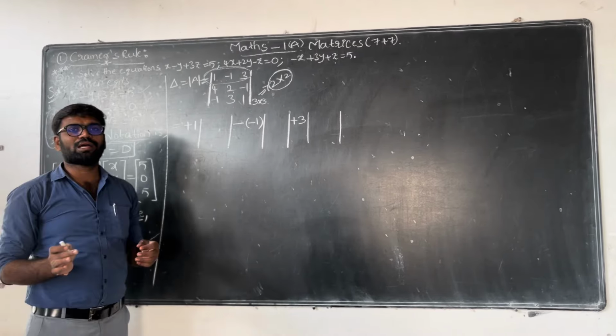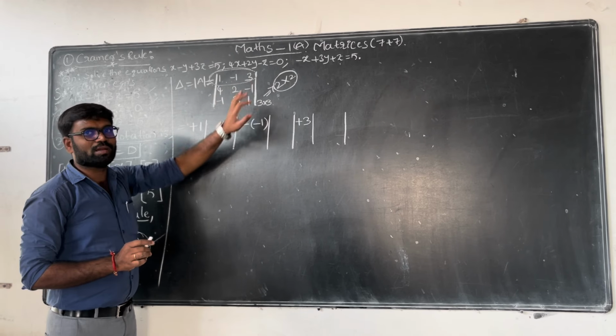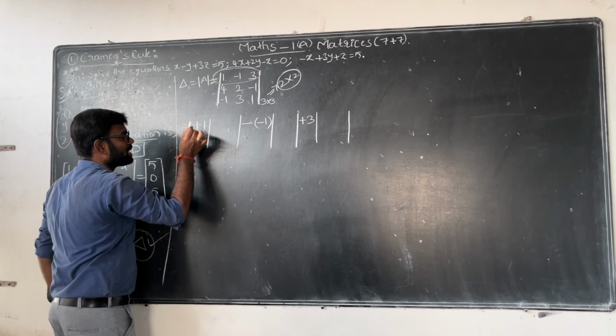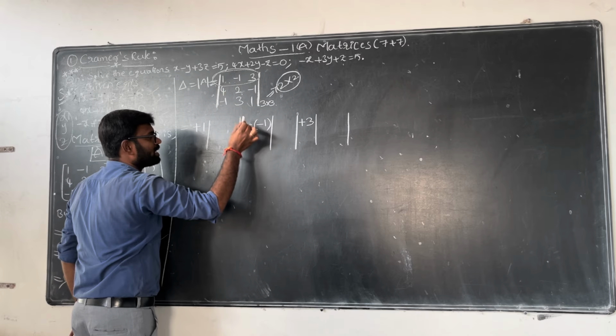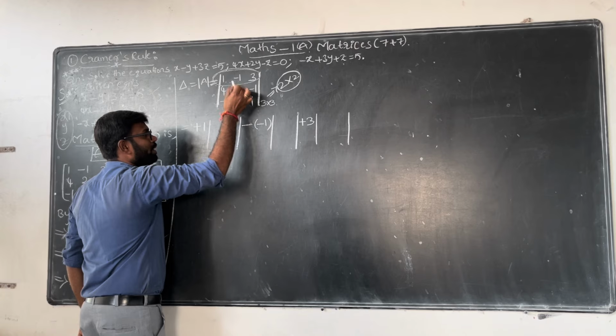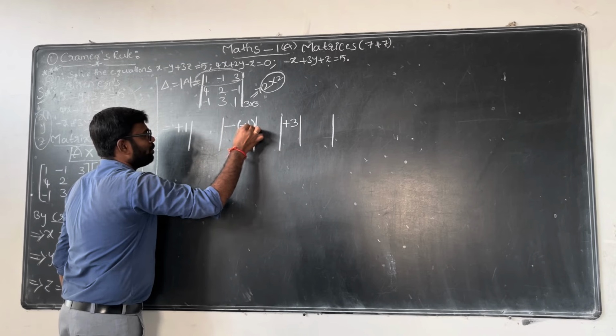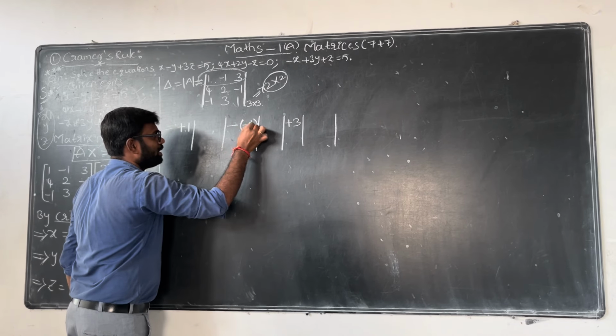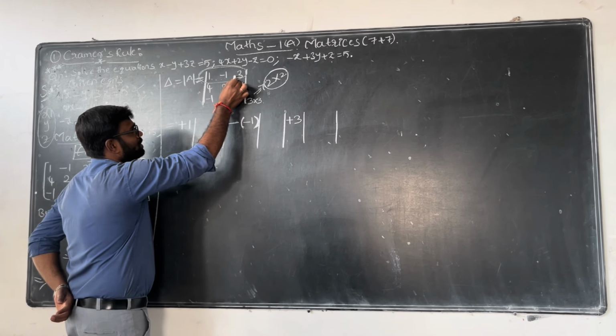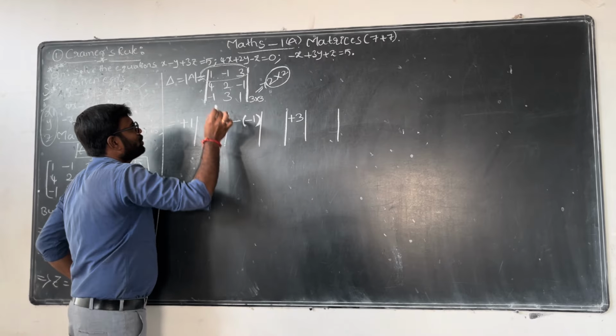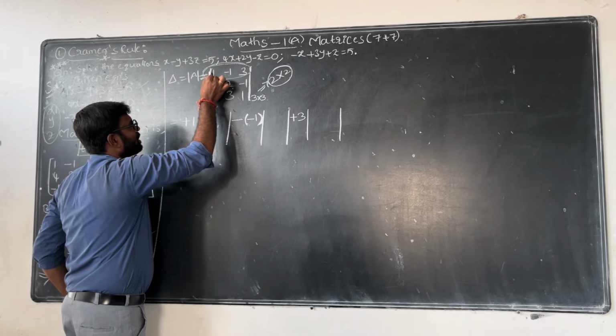So how to write the 2 by 2 matrix for the first row elements? Compulsory, first element sign plus, second element sign minus. Since the element already has a minus, you need to mention the minus in bracket notation. Next, third element plus sign. So now write down the 2 by 2 for the first element.